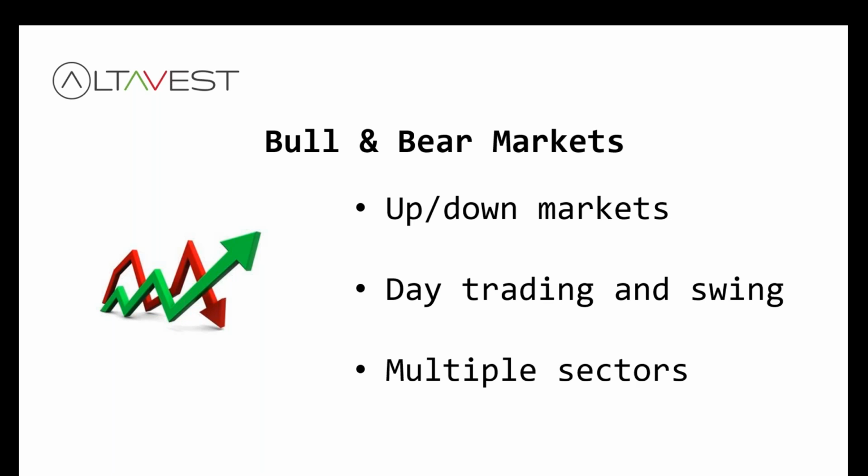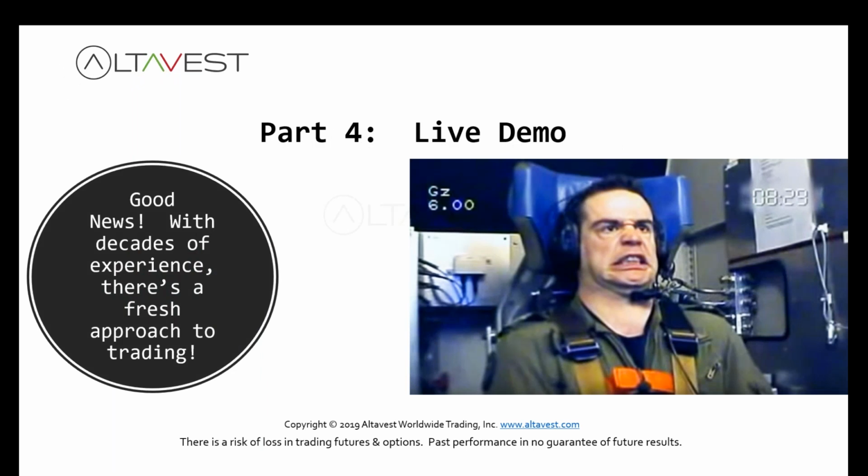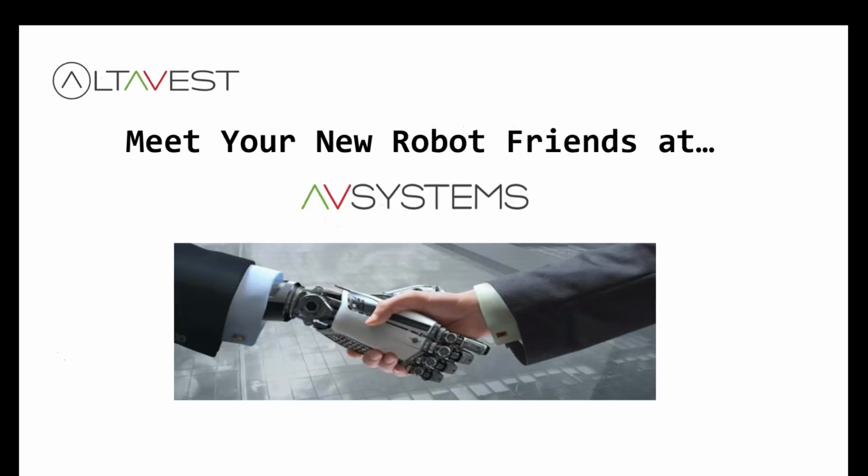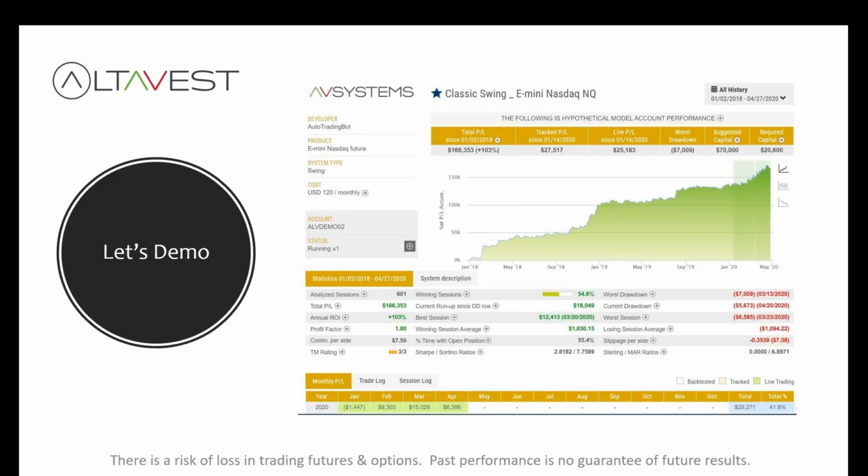Markets are moving up and down. Like I said, the algos don't care. There's day trading and swing trading across multiple sectors. So we're going to look at the live demo here of the AV Systems platform. We call this our robot friends here at AV Systems. So let me go ahead and switch gears here. I'm going to jump over to the demo.